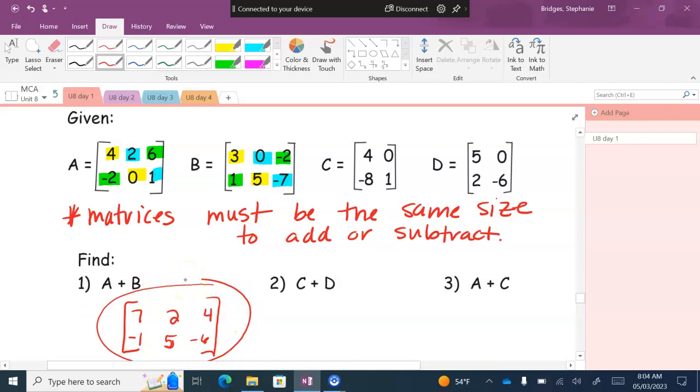Number 2, C and D, are they the same size? Okay, so if I add them together, what's 4 plus 5? 9. And then 0 plus 0 is 0.